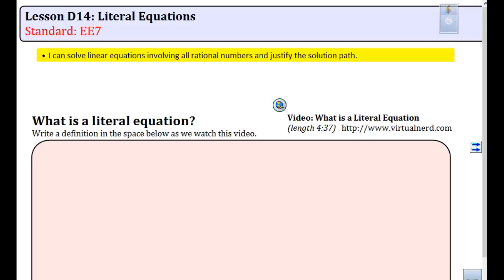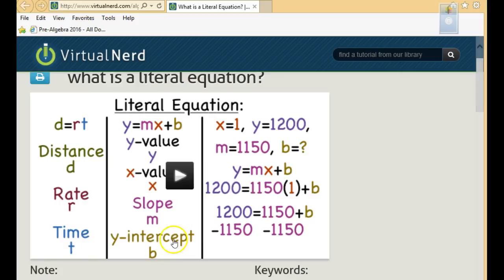So, here we go on your notes. Listen to this, and as you watch this video, I want you to write the definition for a literal equation, okay? As you are watching, you're going to take a look at this, and you're going to write the definition for this literal equation, okay?